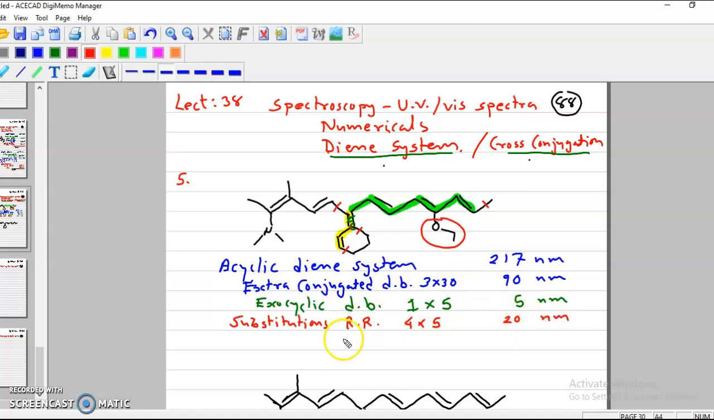Now there is one substitution of OCH3 group, that is OR. And for OR we are adding 6 nanometer for one. So there is one OCH3 group and we are adding 6 nanometer for this. So we'll add 6 nanometer for this and this will be your lambda maxima. If you make a total of this, it will be lambda maxima.